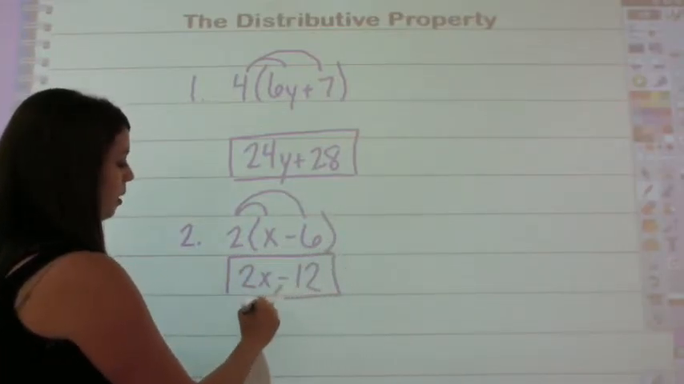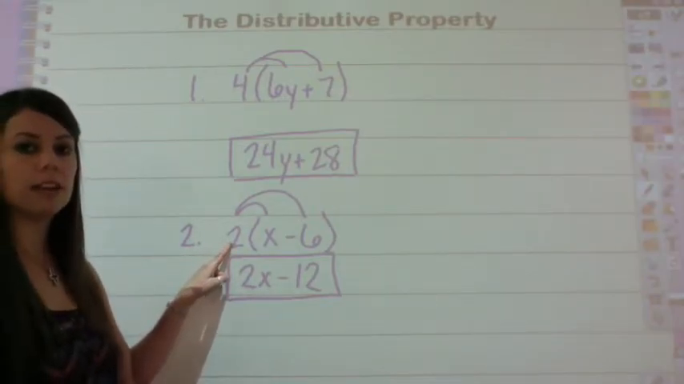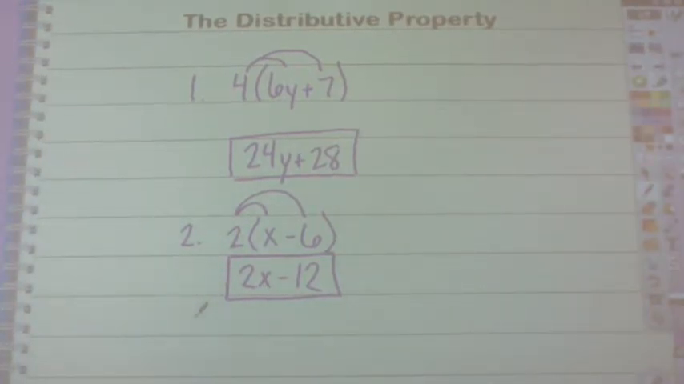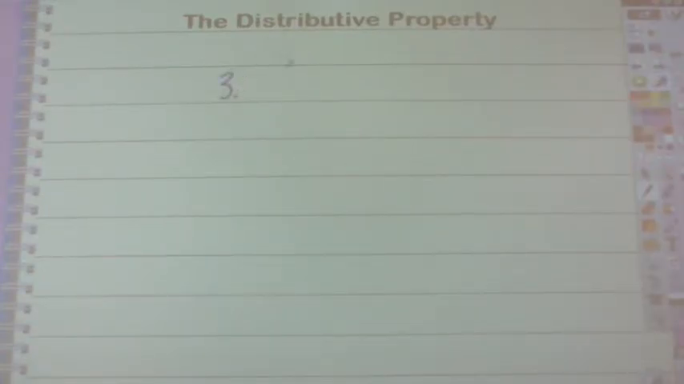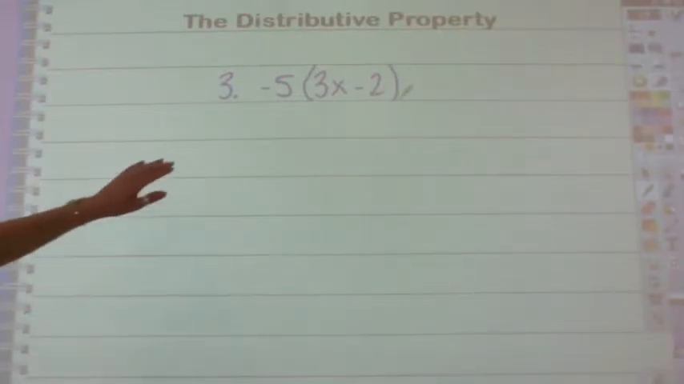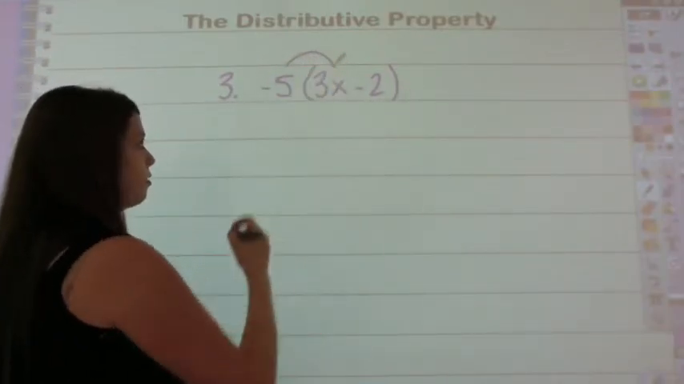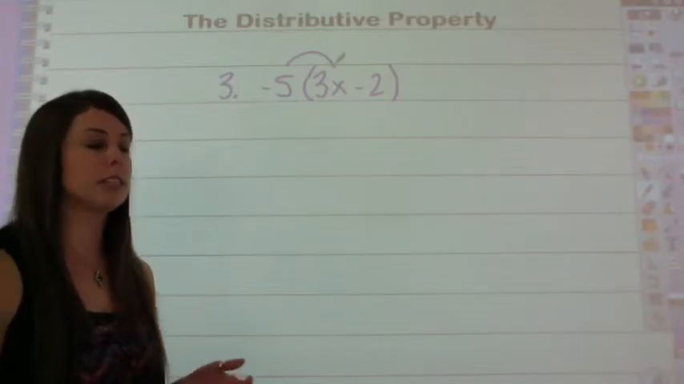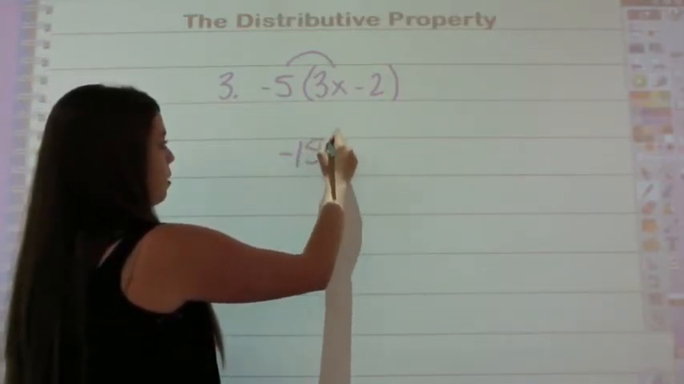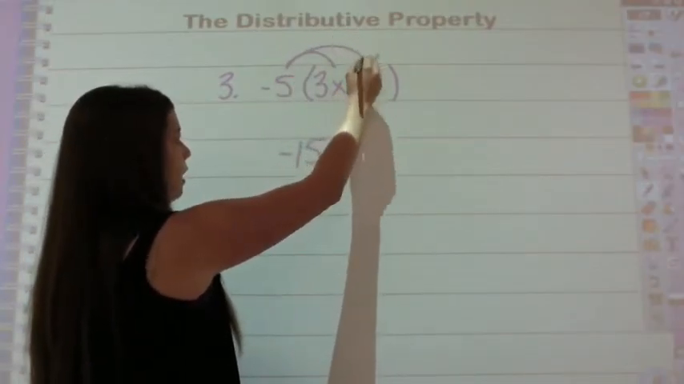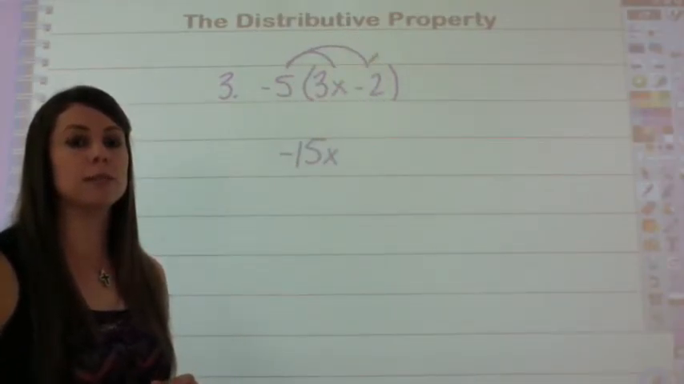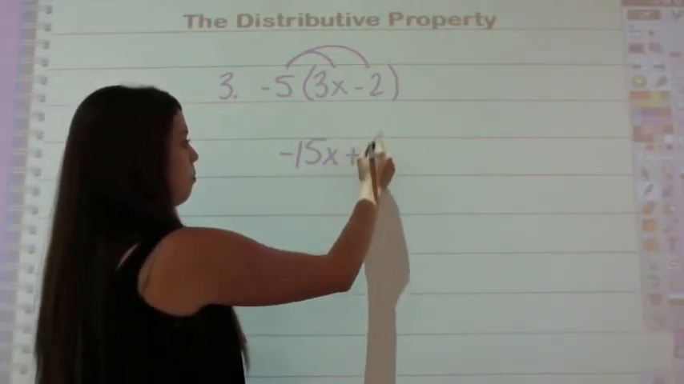Let's look at an example where we have a negative term on the outside that needs to be distributed. So example 3. If we have, for example, negative 5 times 3x minus 2, the negative 5 is what we're going to distribute to the 3x and to the negative 2. So what is negative 5 times 3x? Well, negative 5 times 3 is negative 15, and the x stays with it. And now negative 5 times negative 2 is positive 10, so we're going to write down plus 10.